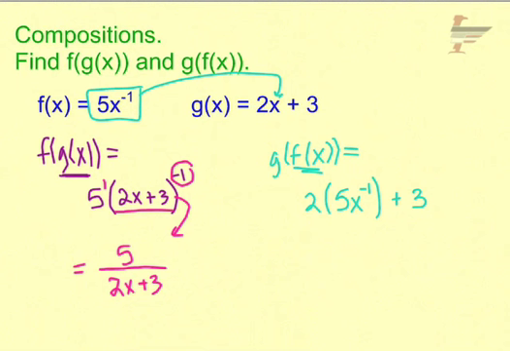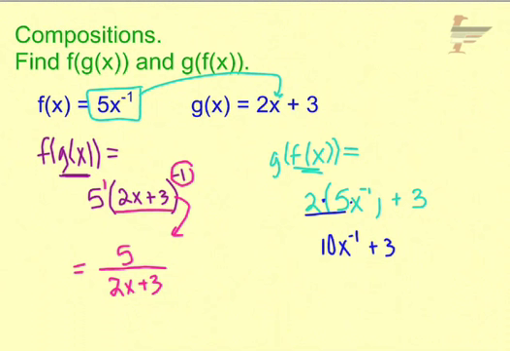Now, how do we simplify this? We have 2 times 5 times x to the negative first. Since there's no exponent out here, this is just 2 times 5 times x to the negative 1. So we can multiply 2 times 5 and get 10. X to the negative first plus 3. Now if we had something out here like squared or cubed or whatever, then we couldn't touch anything inside the parentheses till we dealt with the exponent. But we don't, so we don't have to worry about that.